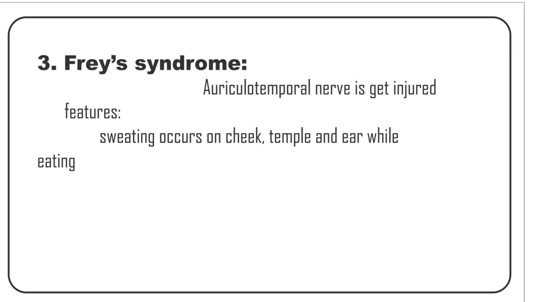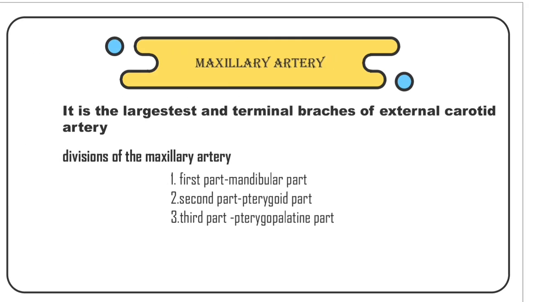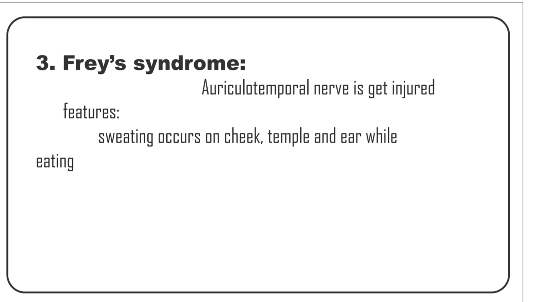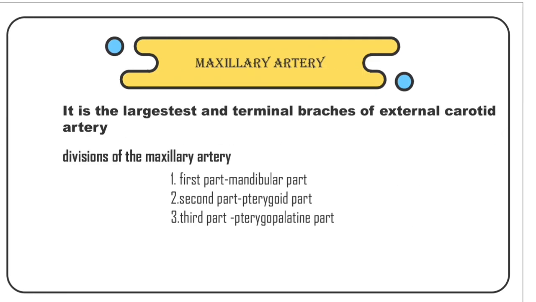Okay. So coming to the maxillary artery. Up to this point we have seen the mandibular nerve, its branches, what the sensory functions are, and what the motor functions are. So coming to the maxillary artery, this maxillary artery is the terminal branch of the external carotid artery. The external carotid artery continues as the maxillary artery.